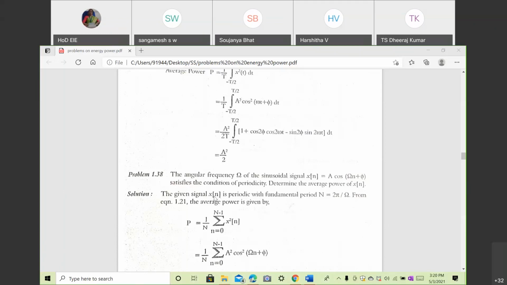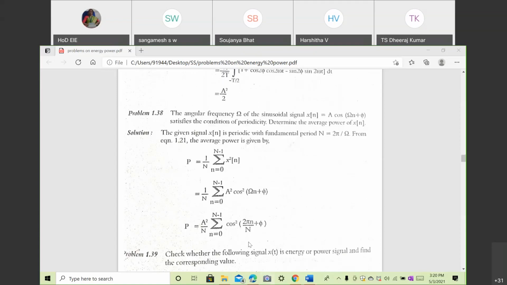Then the given signal x of n is periodic with the fundamental period N equal to 2 pi by omega. That is the fundamental period, N equal to 2 pi by omega. Then from the equation of power, P equal to 1 by N summation n equal to 0 to N minus 1. Here a discrete signal is there. That's why, when x of n is given, it should come to your mind that I have to use summation in the equation: P equal to 1 by N, n equal to 0 to N minus 1, x square of n.